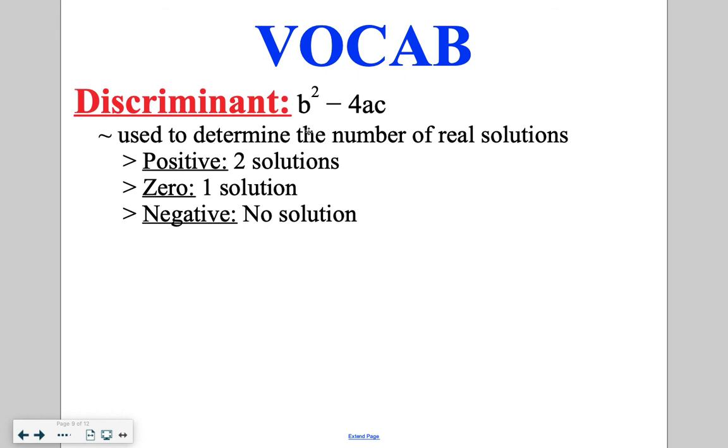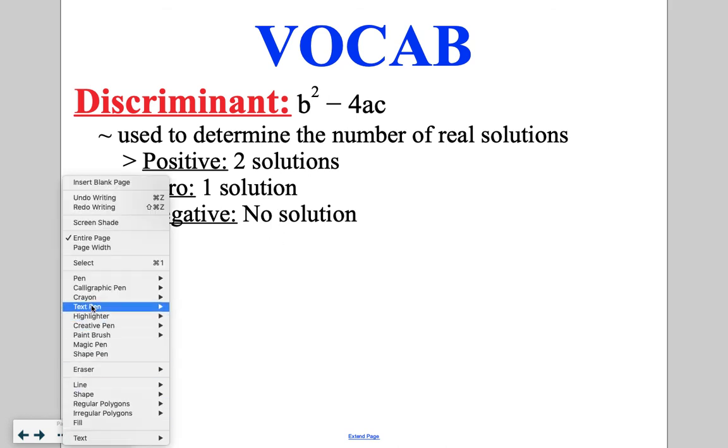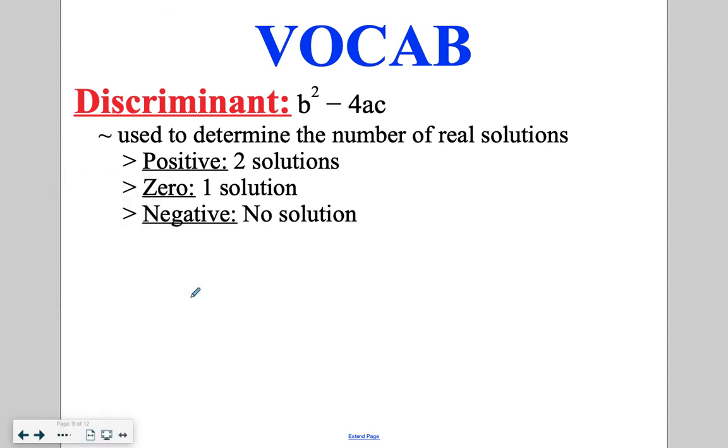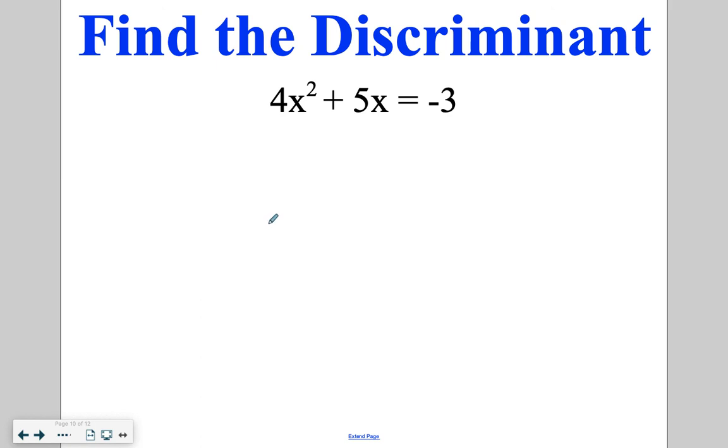If the answer to b squared minus 4ac is 0, there's just going to be 1 answer, because adding 0 and subtracting 0 are going to give you the same value. And then if you get a negative, like I showed you in that last problem, we had square root of negative 104, that's when you are going to have no solution. So we're going to use the discriminant to find the number of solutions.